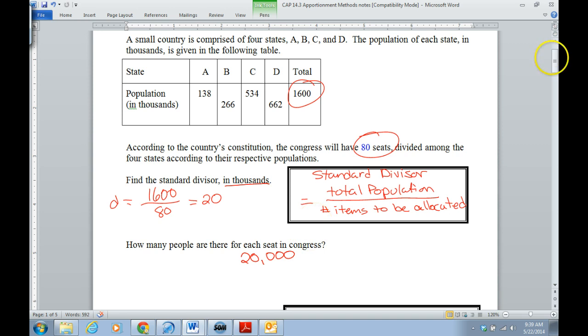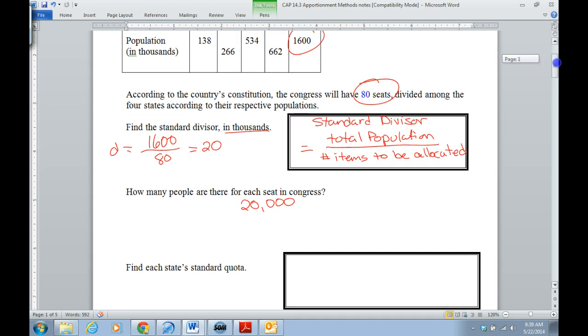Okay. So the next question we have for you guys is to find each state's standard quota. What a standard quota is the following. A standard quota is the population of a particular group divided by the standard divisor.